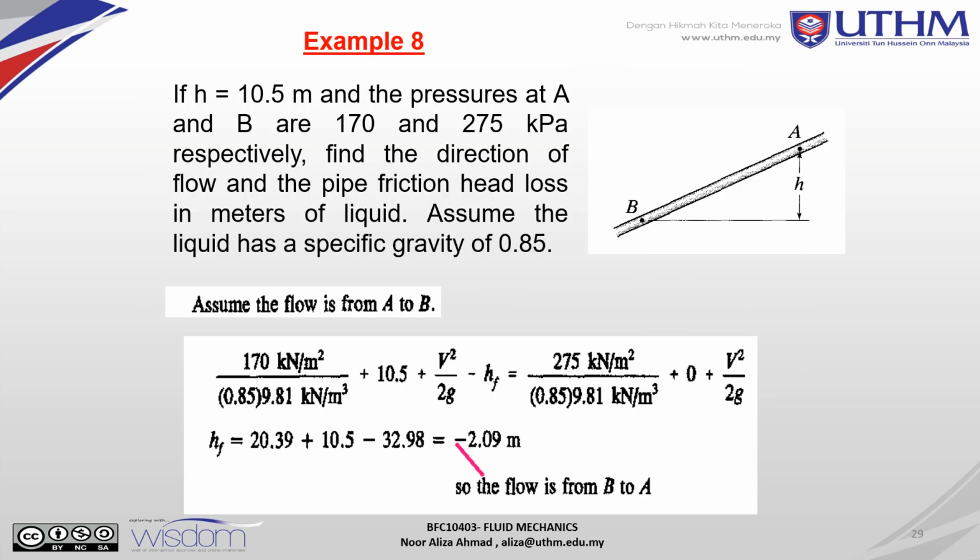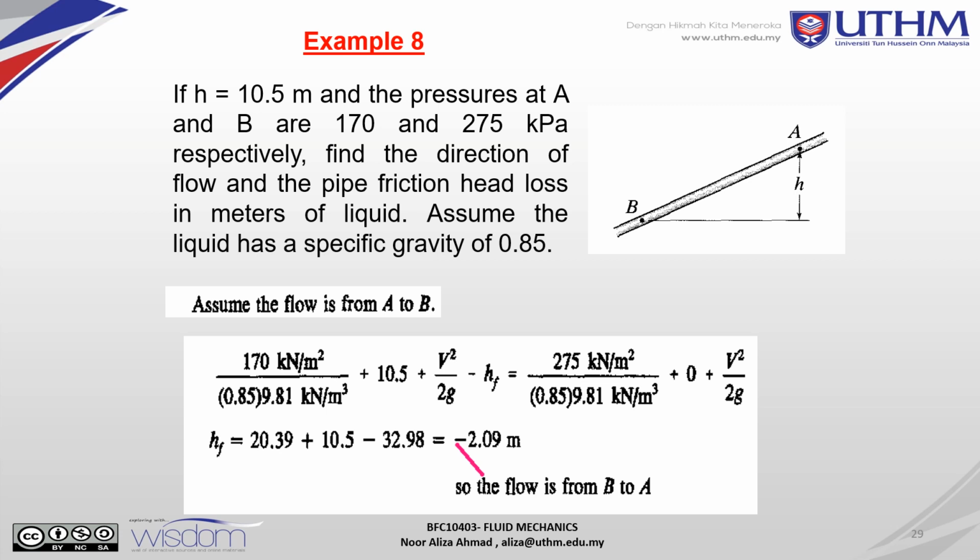Okay, so example 8, also to find the friction head loss. If H is equal to 0.5 meter and the pressures at point A and point B are 170 and 275 kilopascal respectively, find the direction of flow and the pipe friction head loss in meters of liquid. Assume the liquid has a specific gravity.